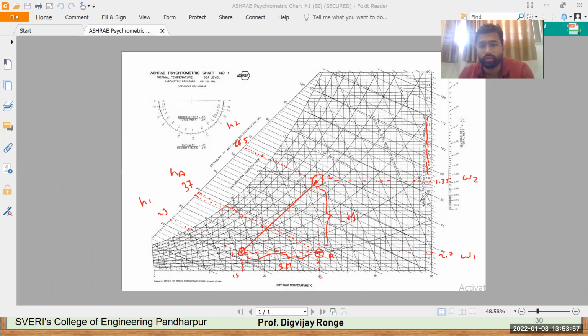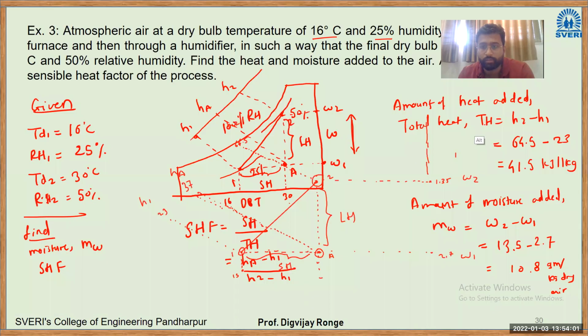So this is the unit given for the specific humidity, and that only we have to take. So the correct answer is this: the amount of moisture added is 10.8 grams of moisture per kg of dry air.